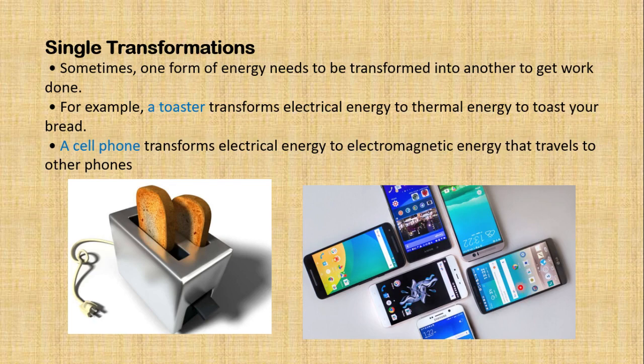A cell phone transforms electrical energy into electromagnetic energy that travels to the other phones. So electrical energy converts into electromagnetic energy. These are single transformation examples. Can you guess some other examples from your daily life that involve only a single transformation?